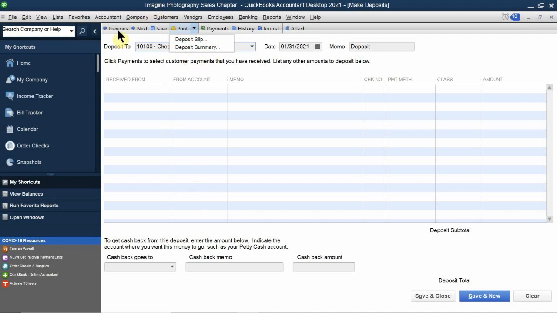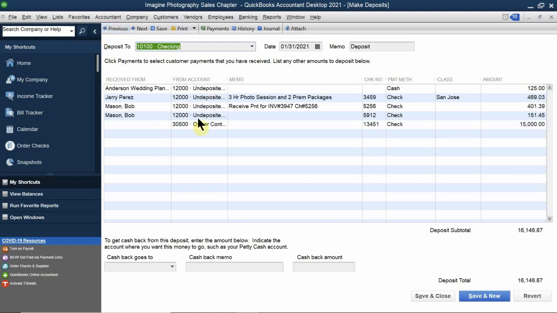Now, of course, that's only if, let's say, I go back to this one, my previous one. This one would be best because I made a deposit slip. So I can print out a deposit slip for this one to verify that I made a deposit of 5 things: 1 cash transaction, 3 checks, and then 1 owner's contribution. All right, so that's it here.